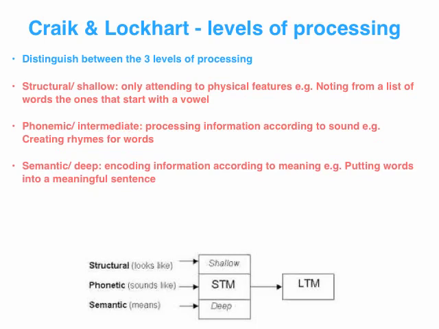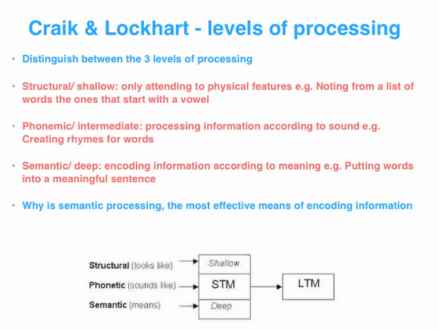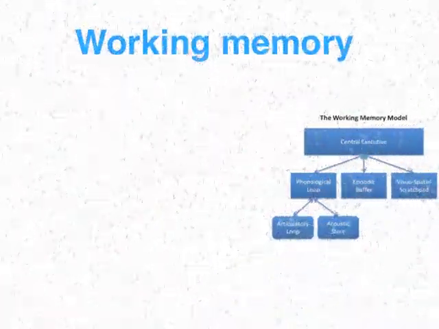And then we've got deep or semantic encoding, where we encode information according to its meaning. And the reason why this is the most effective means of encoding information is because we're using elaborative rehearsal. We're actually linking that information with the existing material that's already in our LTM, so we're literally enhancing the organisation of it, and that leads to a more efficient and effective retrieval when we need that information.